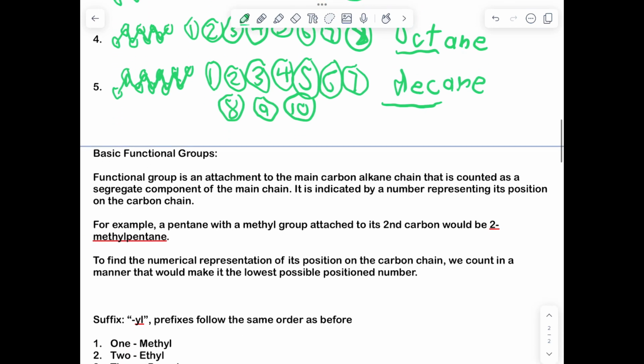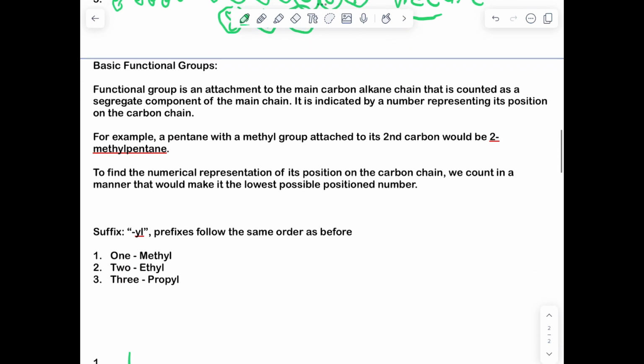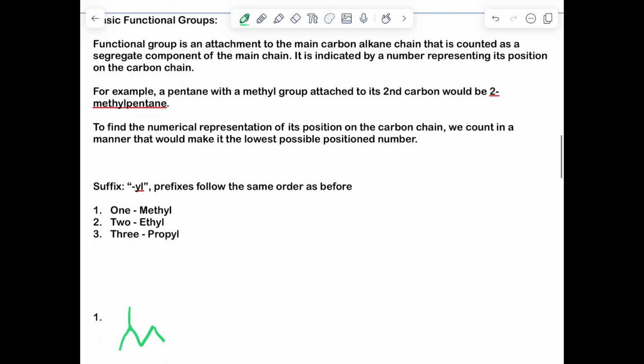All right, now moving on, we're going to make this a little bit more challenging by adding some basic functional groups. Specifically, we're going to stick to fairly basic functional groups such as methyl, ethyl, and propyl. And we're going to remember to abide by the same rule set that we did for the previous prefixes. That's meth, eth, prop, but, and so on and so forth.